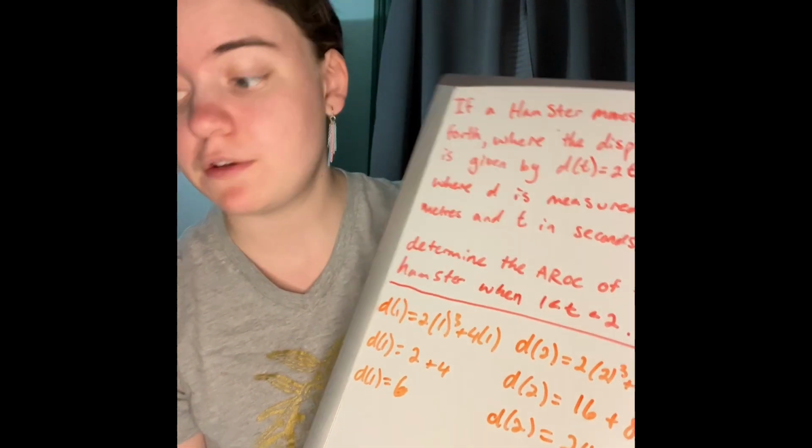And the answer is 6, and all I did was insert it. So then we're doing the same thing for 2, inserting 2 in for the time. And we get 24. And then last but not least, we're using our equation (y2 - y1)/(x2 - x1). So (24 - 6)/(2 - 1) equals 18 meters per second because it's velocity, and that's our average velocity.